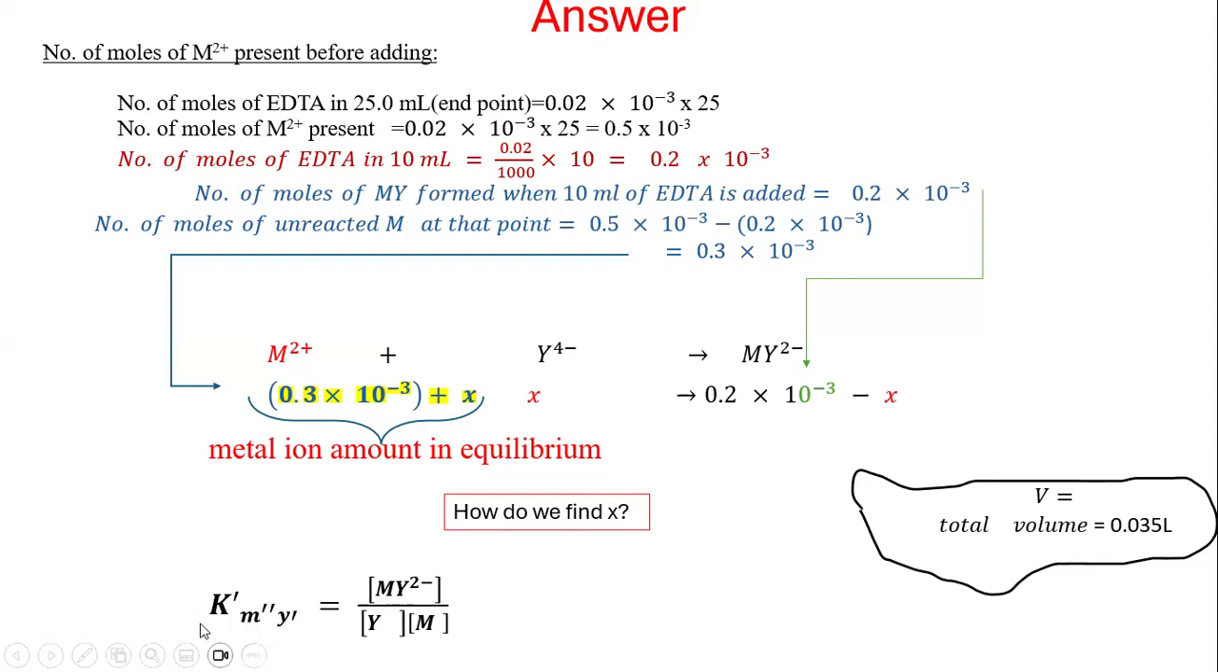K dash, M dash, Y dash, we can find. Tell me a way of finding K dash, M dash, Y dash. How do you find it? One by one we'll go. How do you find K dash, M dash, Y dash?